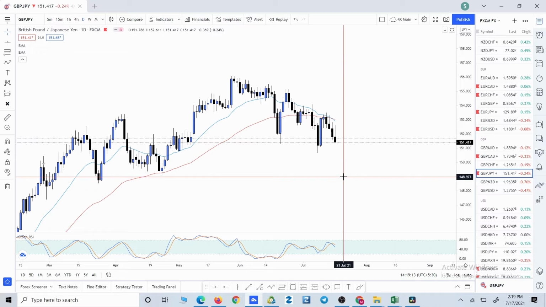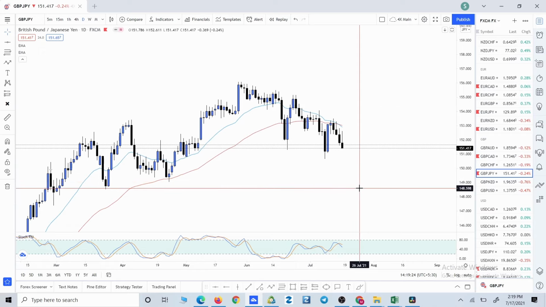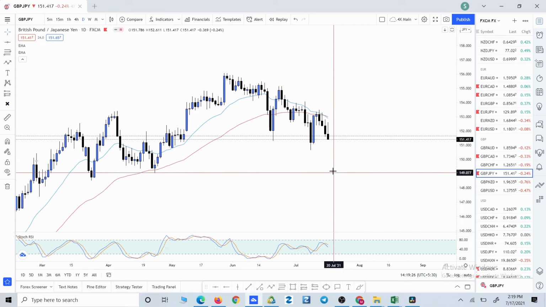Now, while marking these two zones, we have to consider 2 points. One is these zones should be recent or immediate, or you can say recently tested. And the other point is these zones should have multiple retests in the past.